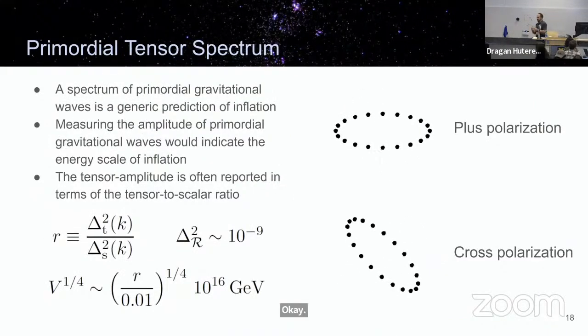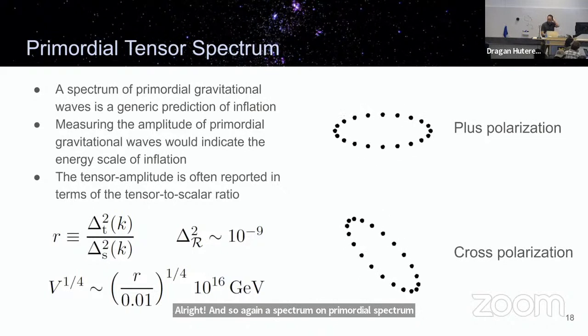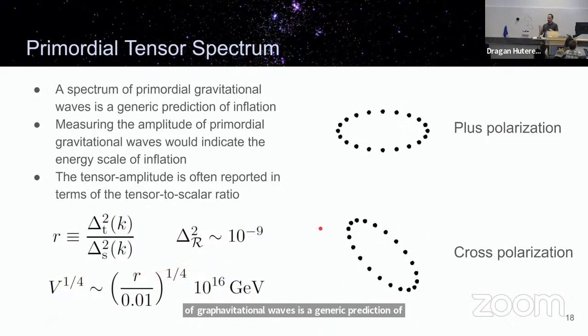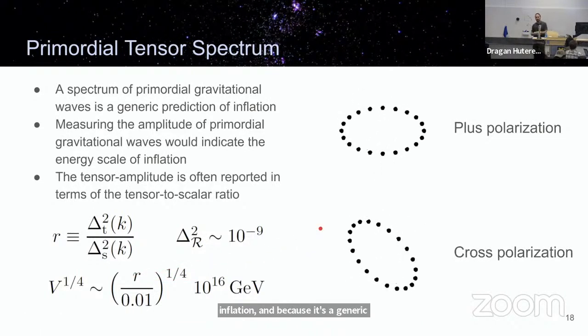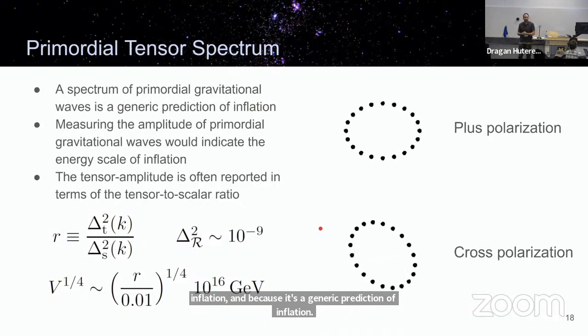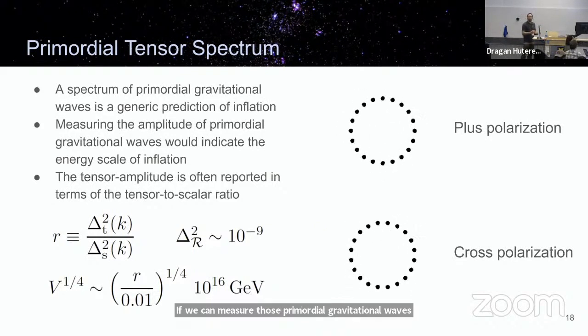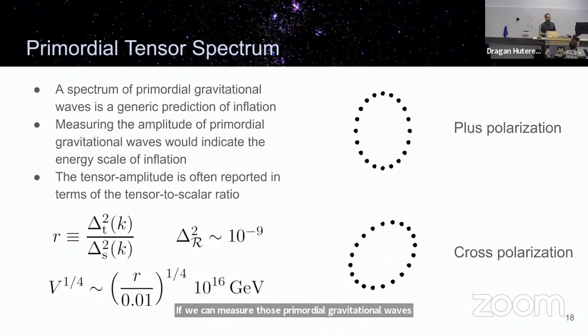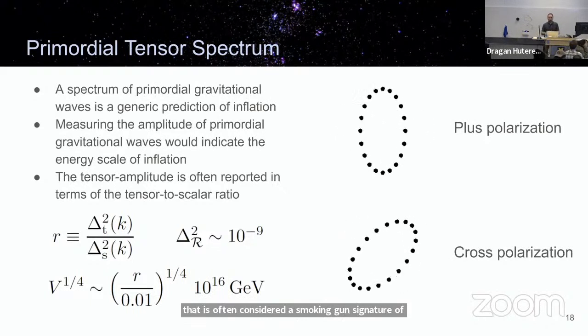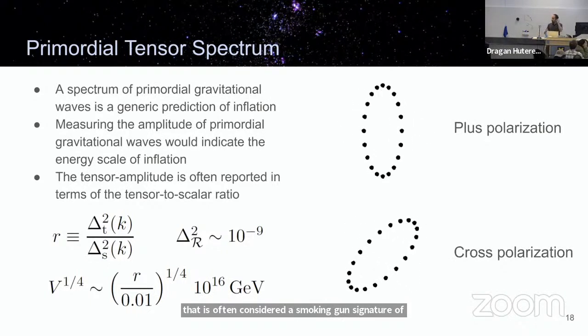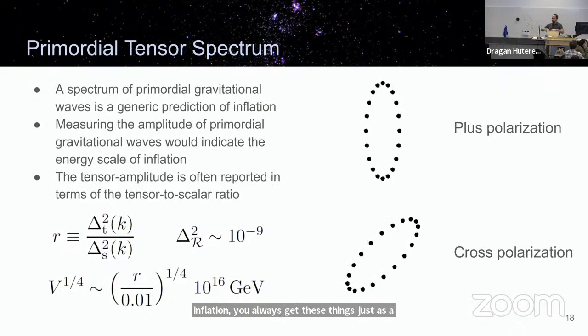All right, and so again, a primordial spectrum of gravitational waves is a generic prediction of inflation. And because it's a generic prediction of inflation, if we can measure those primordial gravitational waves, that is often considered a smoking gun signature of inflation. You always get these things just as a natural consequence of the quantum fluctuations in space-time that are stretched along with the expansion of space.